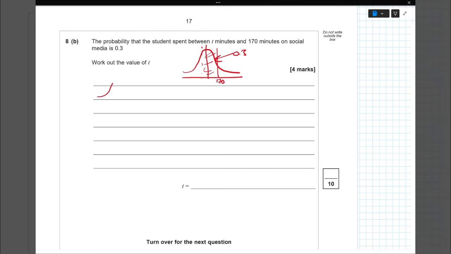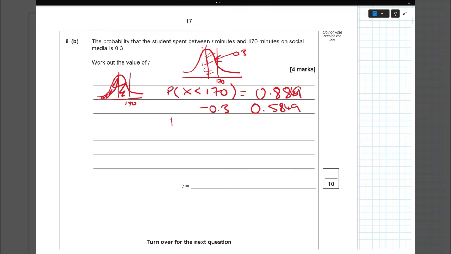The first thing I'm going to do is work out the probability of everything up to 170, so the probability that x is less than 170. 170 is my upper. That gives me 0.8849. If I subtract 0.3 from that, it gives me 0.5849.